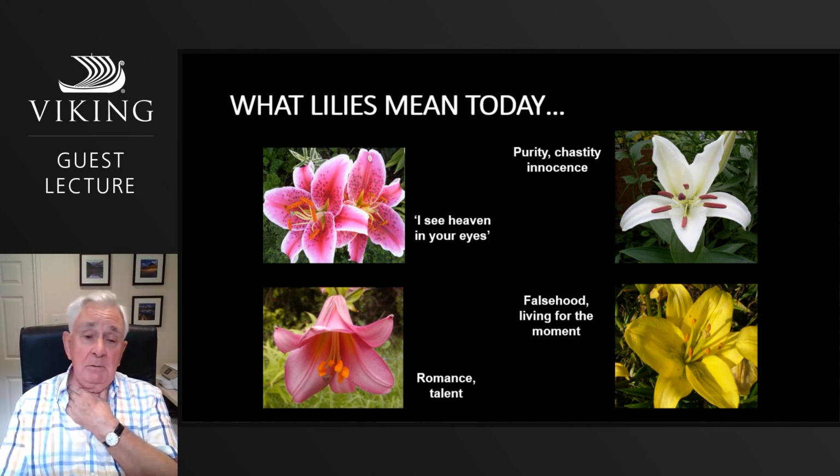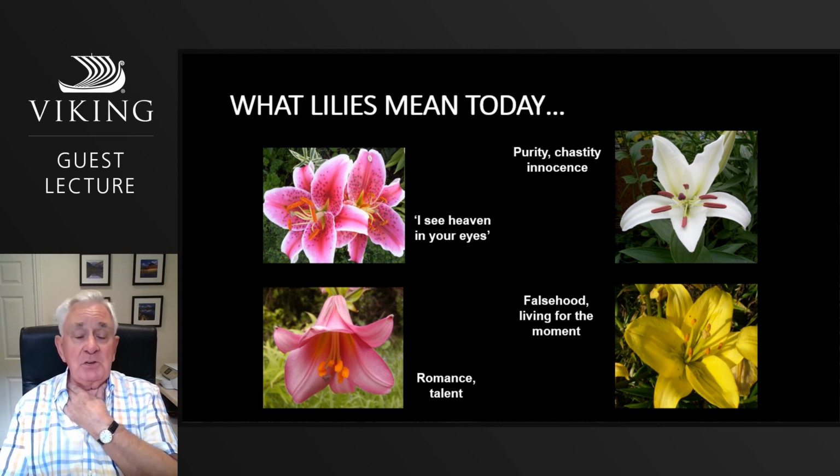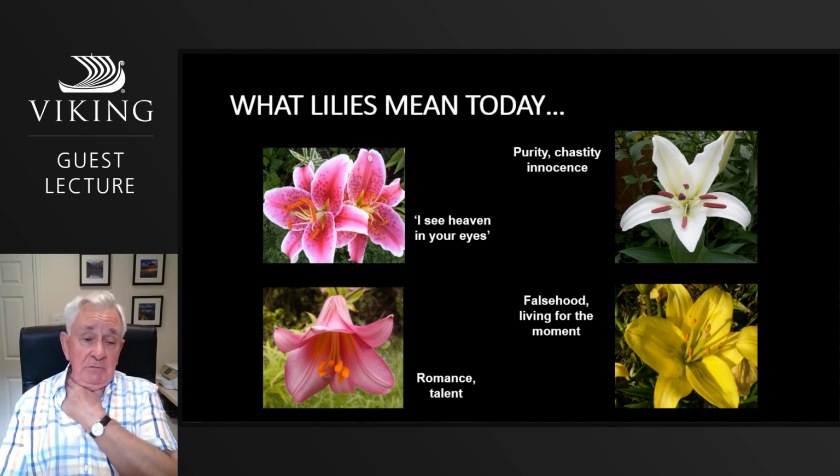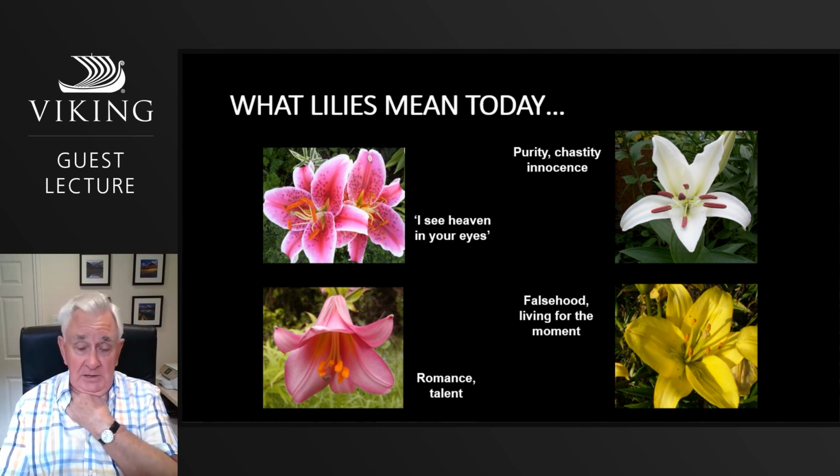And I have to say, many years ago, I had a PA, and I would from time to time give her flowers for her birthday or on special occasions. And I very often gave her stargazer lilies. And given that she was 15 years older than me, to say, I see heaven in your eyes, I realise now it was the wrong thing to give her. But fortunately, she didn't know the meaning either.